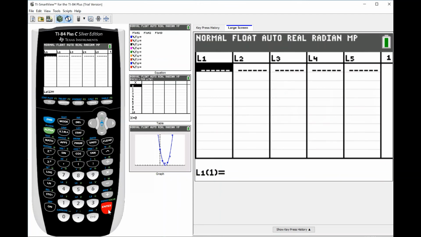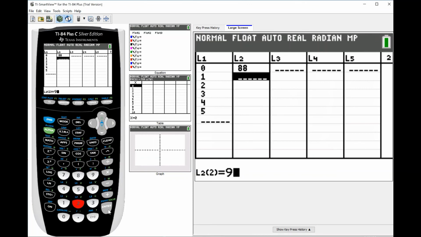And instead of my months, my first month is going to be month 0, and then from there we'll go 1, 2, 3, 4, 5. So we've given these months numeric values. And now L2, those are my temperatures. Let's see, which is 88, and then 92, 97, 98, 91, and 82. So again, we're making sure that we have just as many X values as we do Y values in our table.